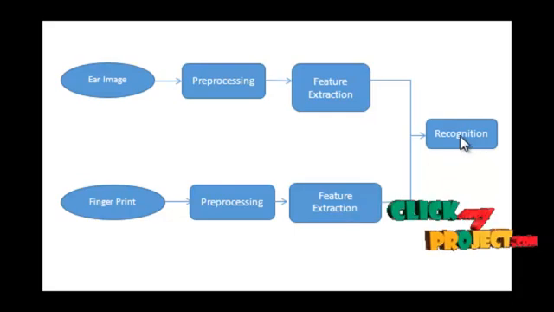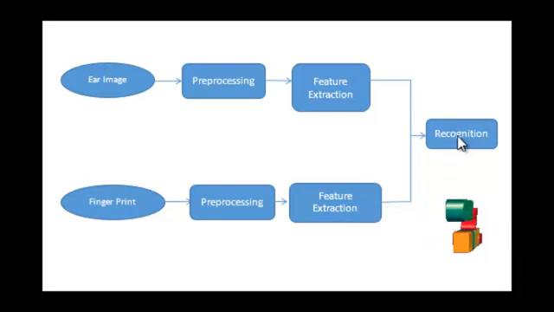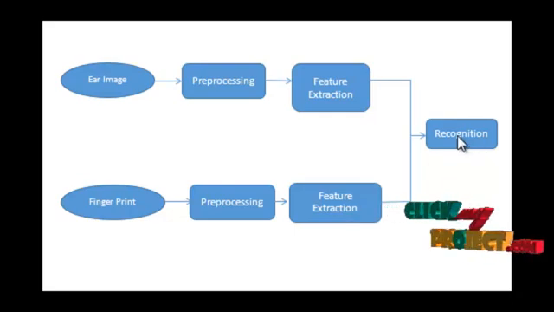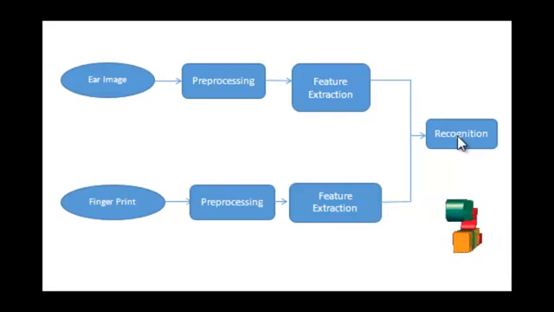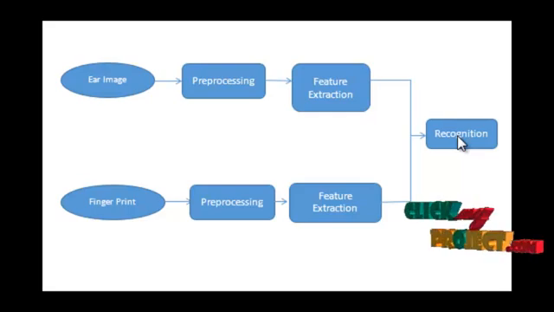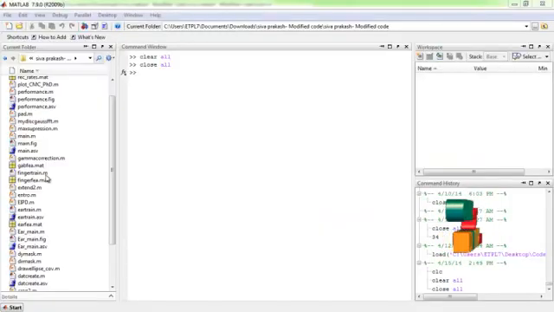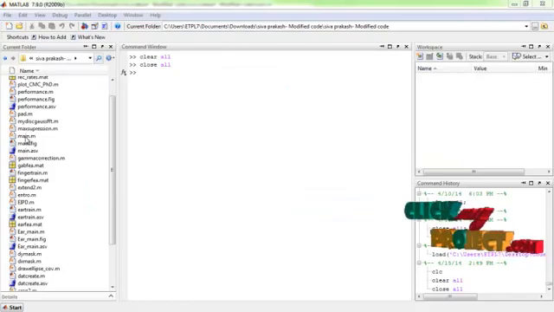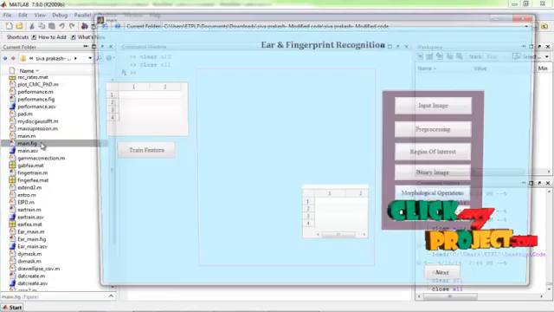The next block is recognition. Here the recognition process is performed by weighted matching. The equivalent distance is computed for the test feature with the database features. The similarity is identified between the features. Finally, the identified image is displayed. Open the source code folder, select the main.m file and select run.